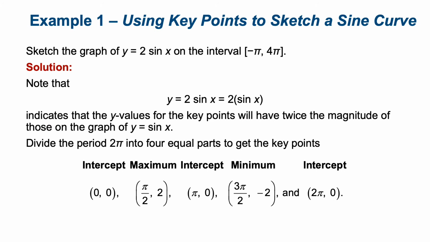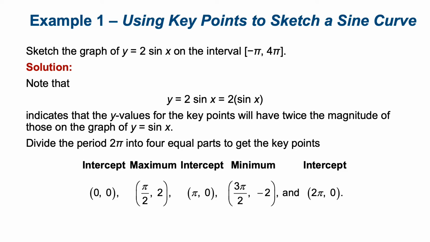Okay, so let's use key points to sketch a sine curve. So let's sketch y is equal to 2 sine of x on this interval negative pi to 4 pi. So notice that y equals 2 sine of x is equal to 2 times the quantity sine of x. So what does that mean? That means that the y values for these key points will have twice the magnitude of those on the regular graph y equals sine of x.